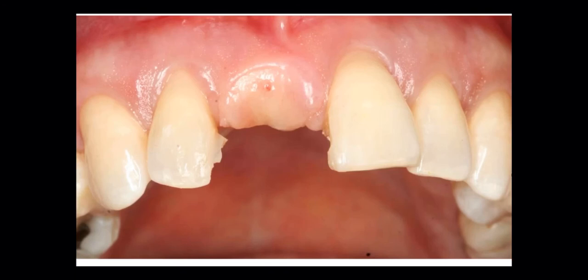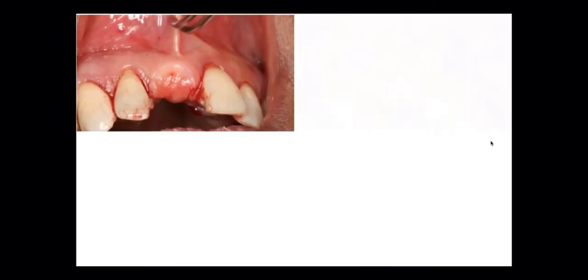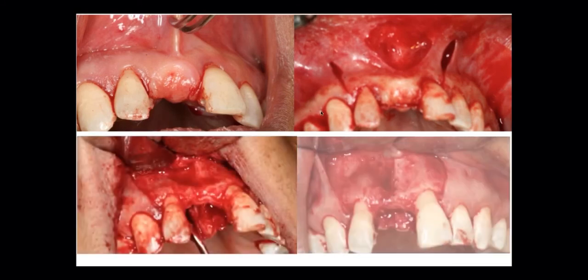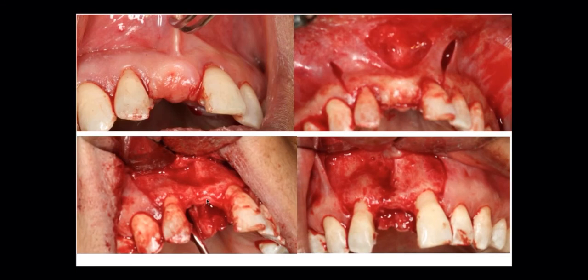That's another case of a missing upper right central incisor. We had to do bone regeneration. As you can see, the width of the bone is not sufficient to place an implant. We started by doing a frenectomy, because the frenum is really high in this area, and we cannot cover our bone grafting with the buccal flap, and we would have a risk of exposure because of this frenum. So the frenectomy was done at the start.